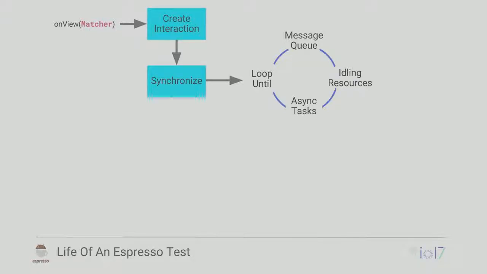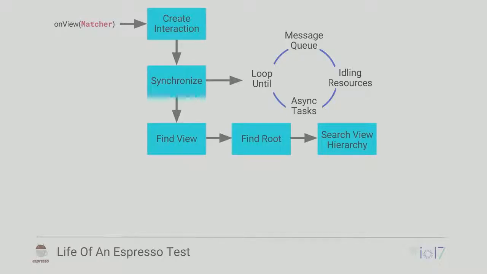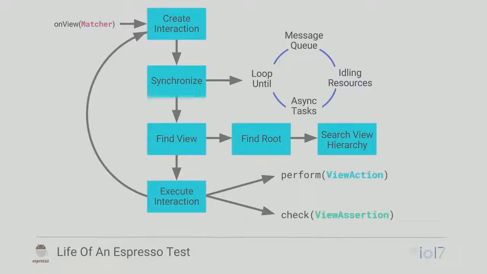And you can think of this as being at the core of Espresso. And Espresso is well known for its synchronization guarantees. And the way we do it is we loop the message queue until there are no messages for a reasonable amount of time. We look at all your idling resources and make sure they're idle. And we also look at async tasks to make sure there's no background work running. And only if we know that your app is in a sane and stable state and we are ready to interact, we're going to move on. And then we're going to traverse the view hierarchy and find the view that matches your matcher. And once we have the view, we're then going to perform a view action or a view assertion.